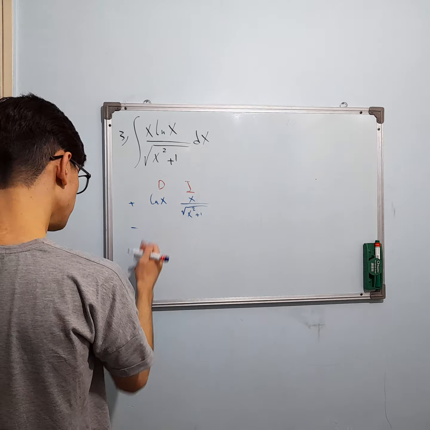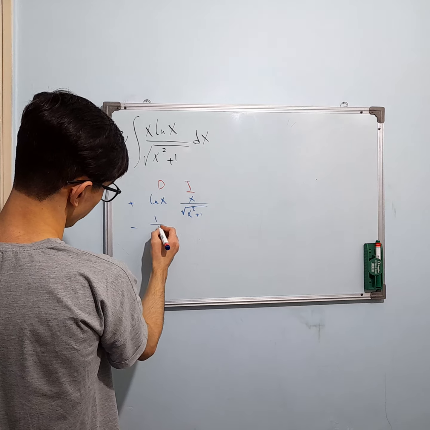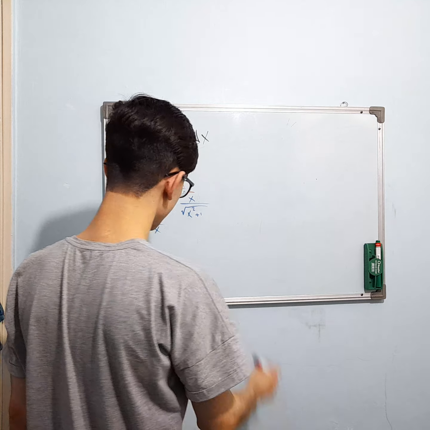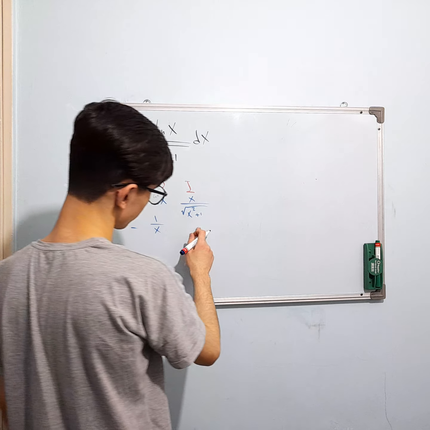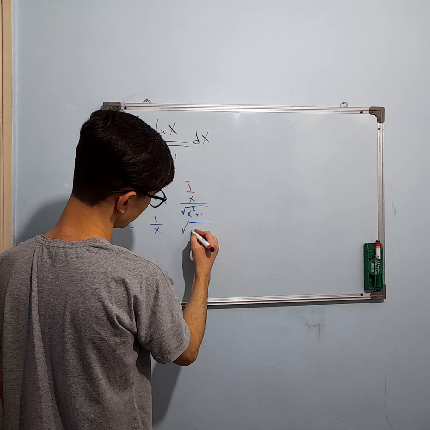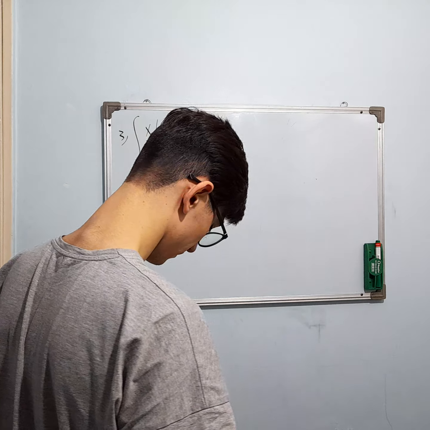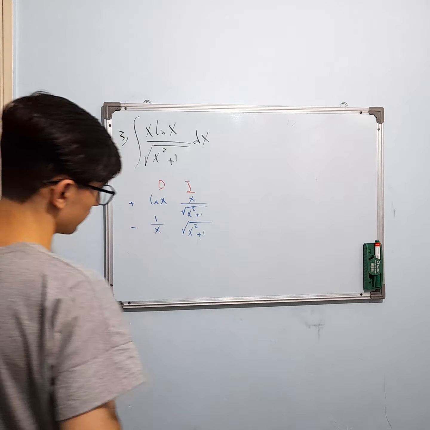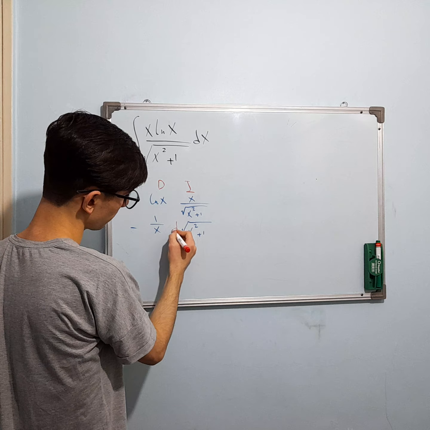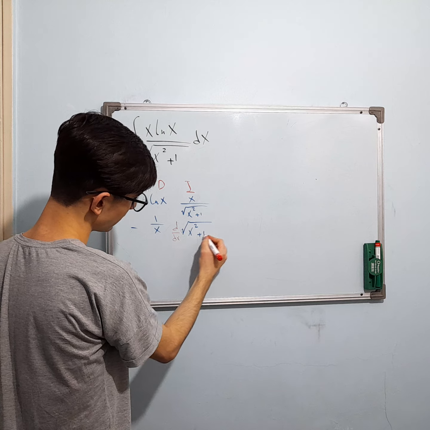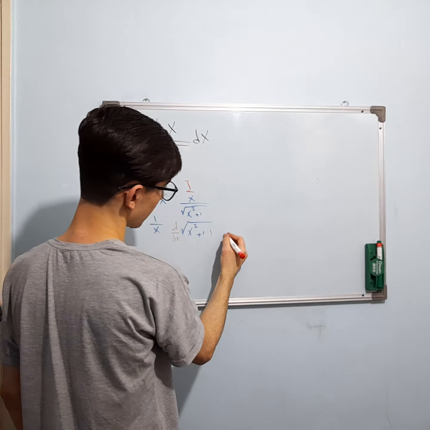The derivative of ln x is 1 over x, you all know, I'm sure, and the integration of it is the square root of x squared plus 1. If you doubt it, you can differentiate it, and you will see you get this. How?